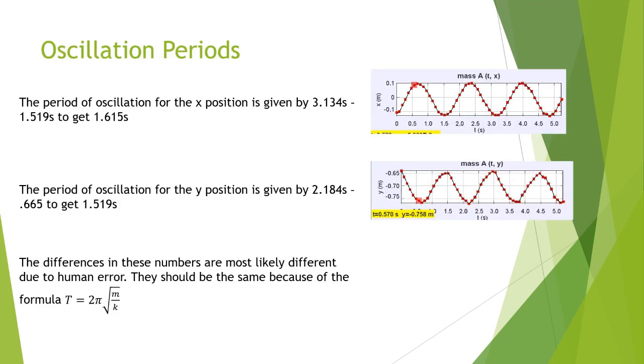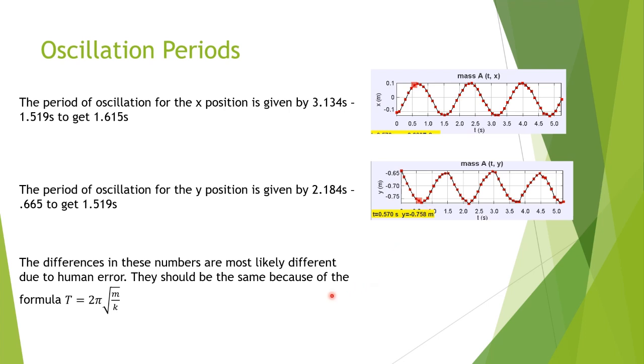Here, I found the oscillation periods for the X position and Y position. The period of oscillation for the X position is given by 3.134 seconds minus 1.519 seconds to get 1.615 seconds, and these are this low point here minus this low point here. And then for the Y position, it's 2.184 seconds minus 0.665 seconds to get 1.519 seconds, and that is this point here minus this point here.